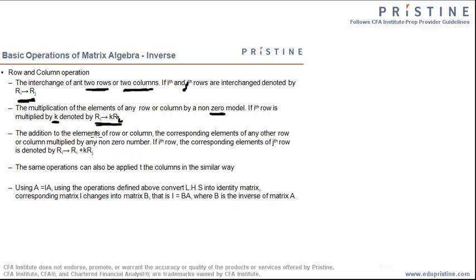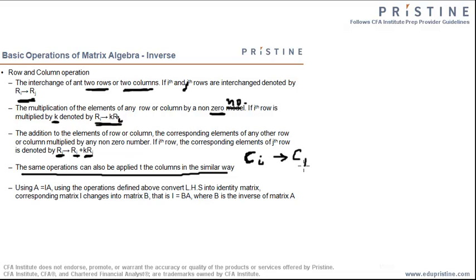Addition of the elements of row or column, the corresponding elements of any other row or column multiplied by any non-zero number, the corresponding element of the jth row is denoted by Ri goes to Ri plus k times of Rj. So we have multiplied the elements of row j and then added those elements to the corresponding elements of row i to obtain the new row i. The same operations can also be applied to the column in the same way. In that case, we replace R by C.